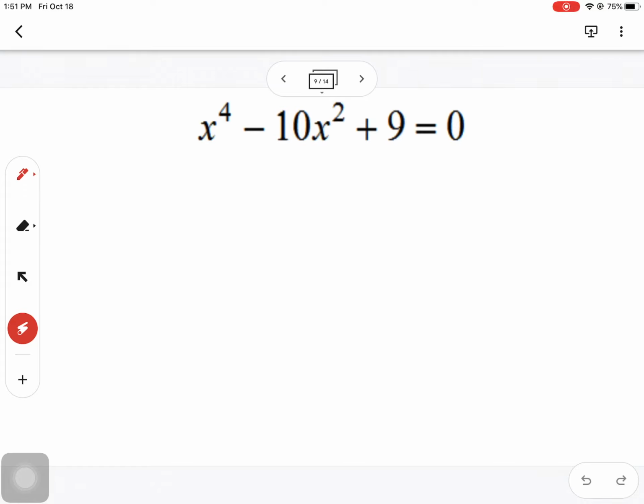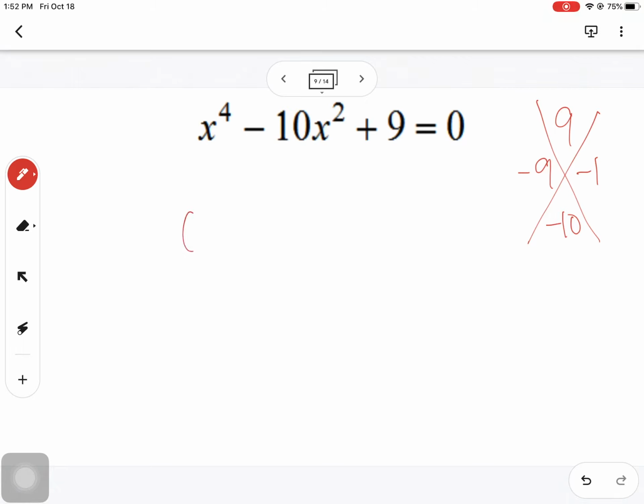Go ahead and give this one a try and see what you can figure out. Again, there's multiple ways to do it, but give it a try and then play this video to figure out the rest of it. Okay, when I go to factor this, there's a trinomial, so I'm going to actually try to use my factor diamond. Multiplying to 9 and adding to negative 10 is negative 9 and negative 1, and then you're going to factor it all the way through.